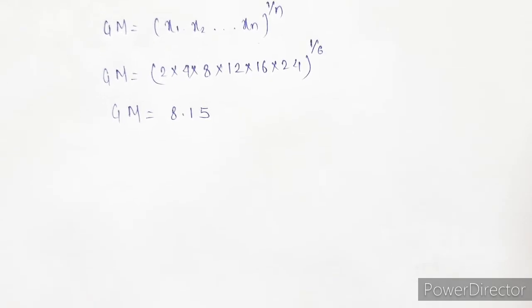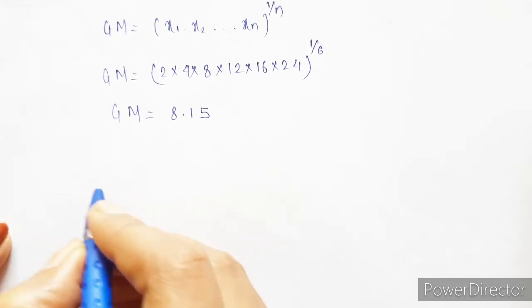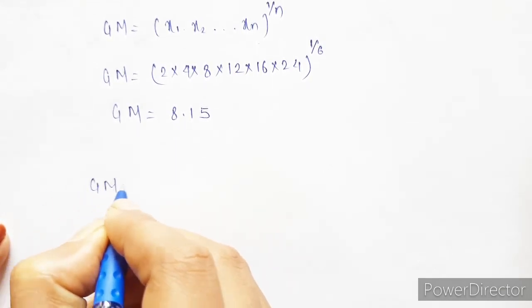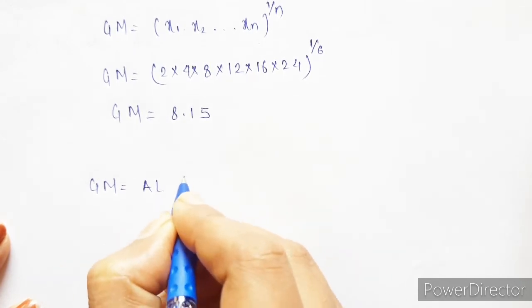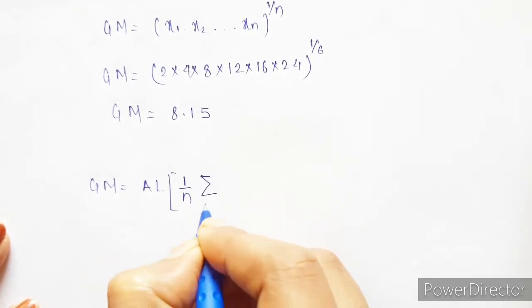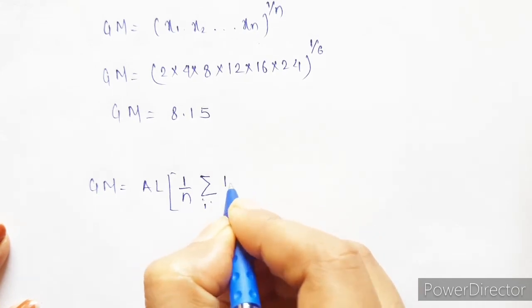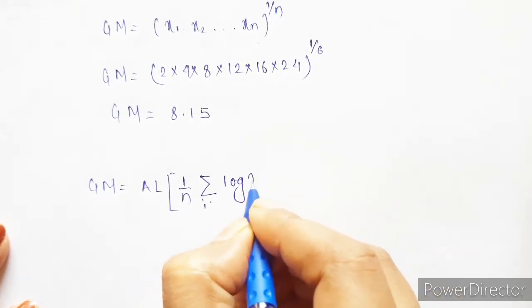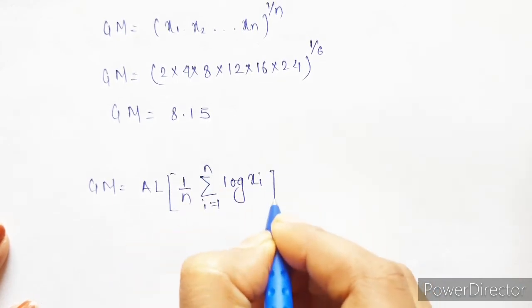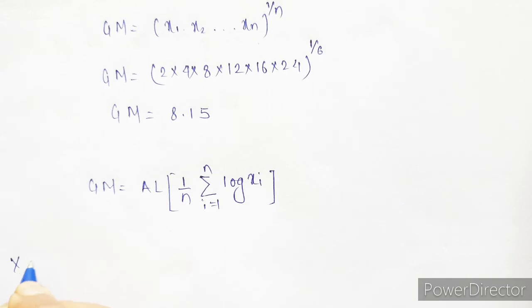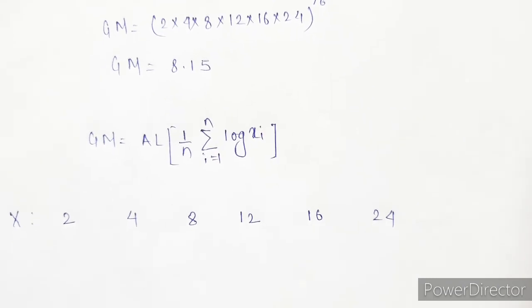Now the same problem we can solve using a logarithmic table. So what we have to do is find log of each x. So first let me write the formula. Geometric mean is anti-log of 1 upon n summation of log of xi's, where i is going from 1 till n. So these are the x values. Let me write these x values again: 2, 4, 8, 12, 16 and 24. So first we have to find log of all these values.